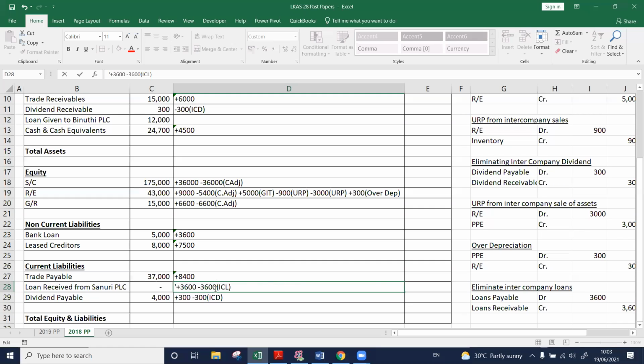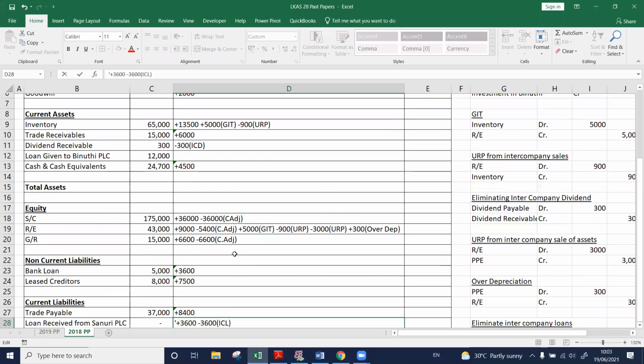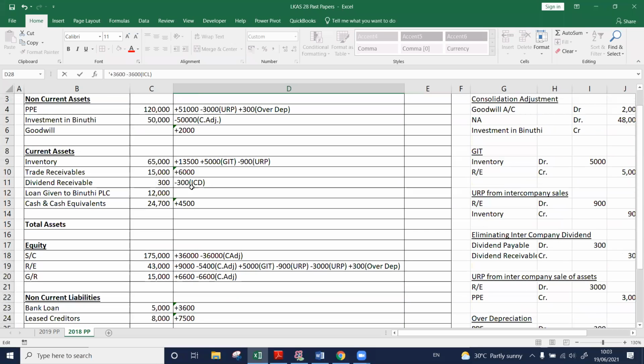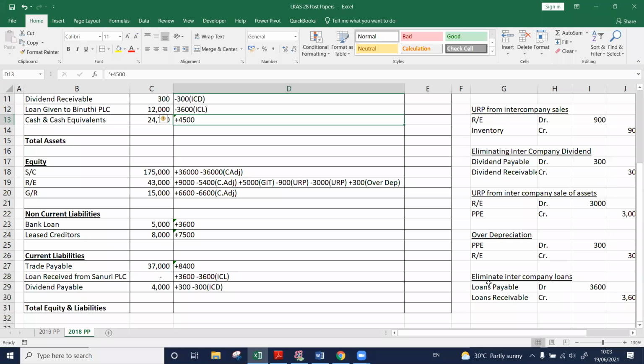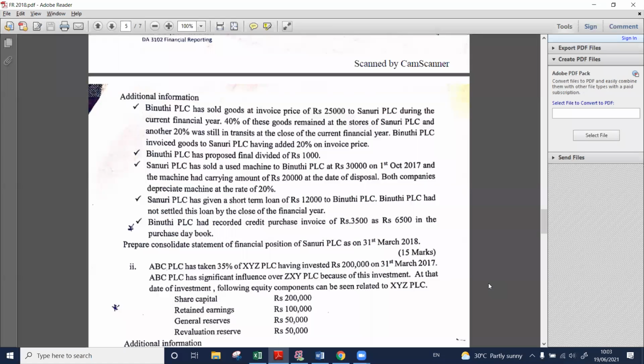Right? On the loans payable, a debit. The loans receivable account needs to be credited. Here this needs to be credited by 3,600 intercompany loans. So we have eliminated the intercompany loan amount, 3,600. That is point number 4. The last point, what does it say?